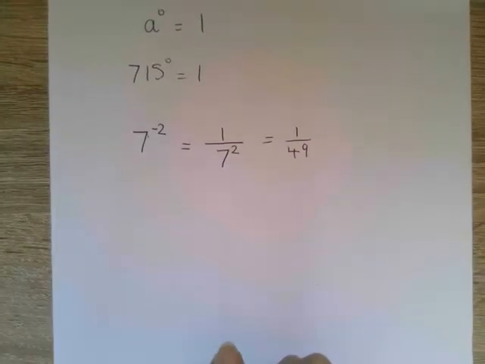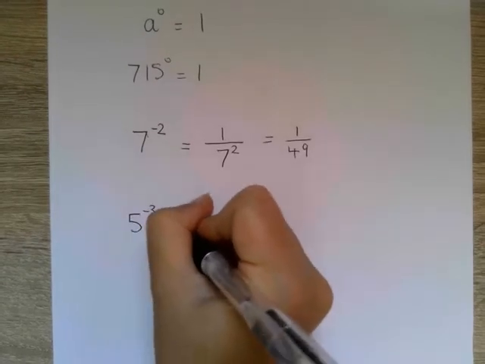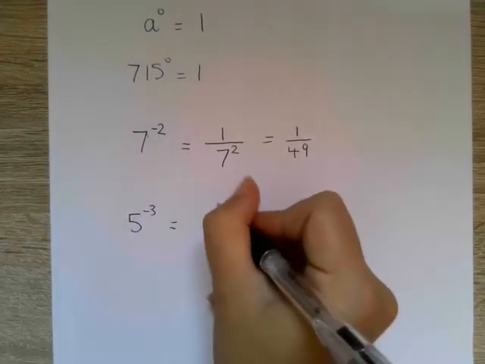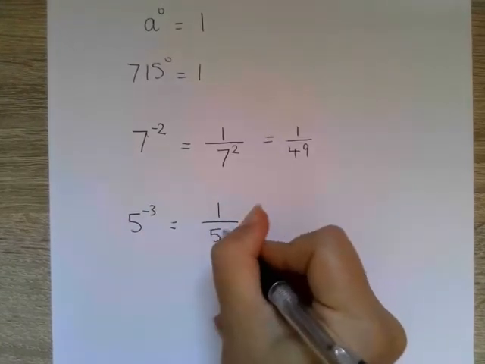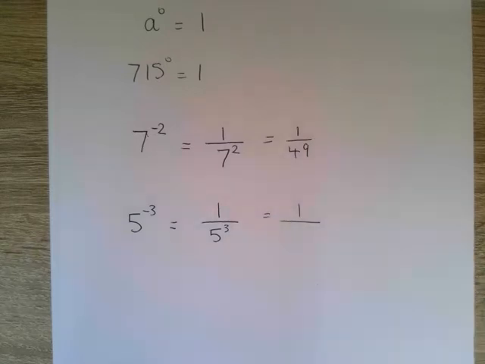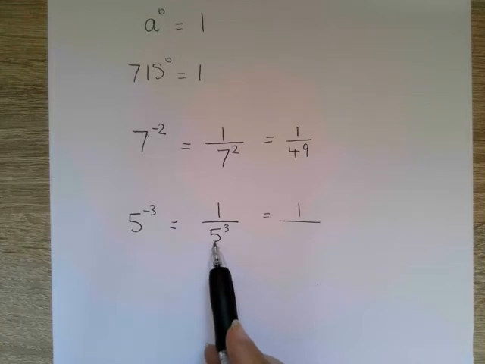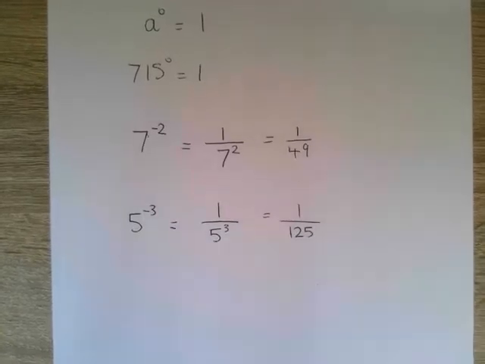I'll obviously do a few more for you. So if you had 5 to the power of minus 3, then you would do 1 over it. You're going to make the power positive, so it would be 5 to the power of positive 3. And remember, 5 to the power of positive 3 means 5 times 5 times 5. So 5 times 5 is 25, times another 5 is 125. So it would be 1 over 125.